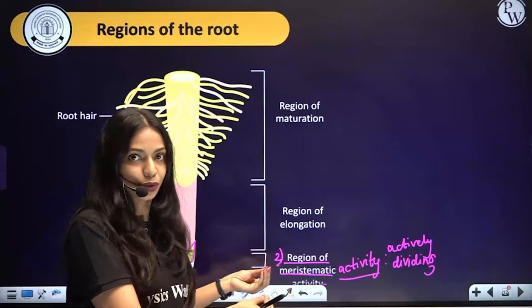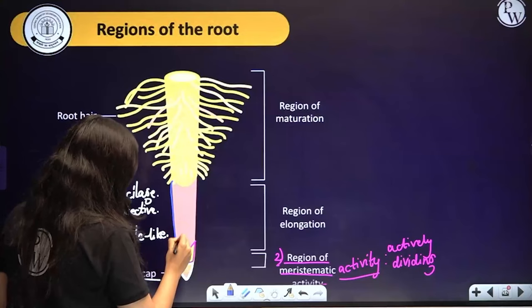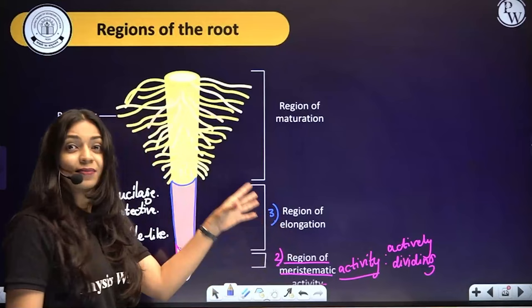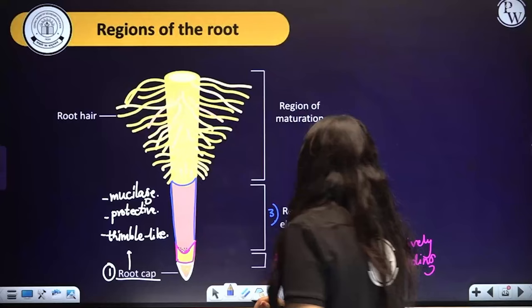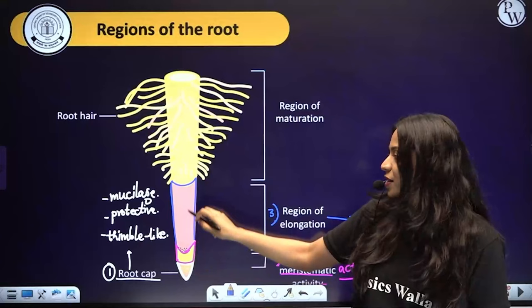A little ahead of this region of meristematic activity, you can find the region of elongation, which I will try to represent here using blue color. All right. So this is the region of elongation, which is the third region in the root. So what happens here is, as the cells start dividing, one more thing you have to remember, the region of meristematic activity, as it divides and forms more cells, they will move towards the root cap as well as towards the elongation region.